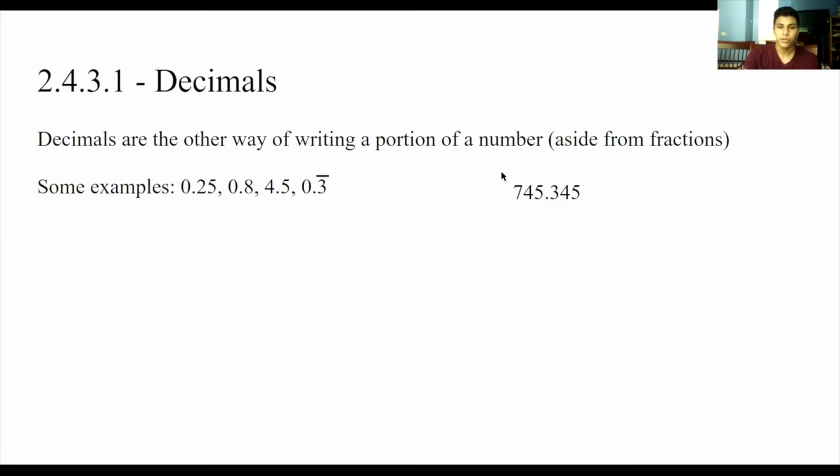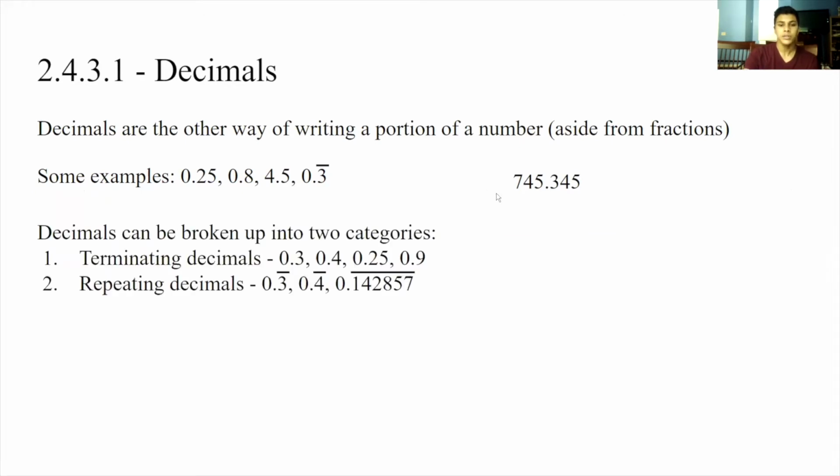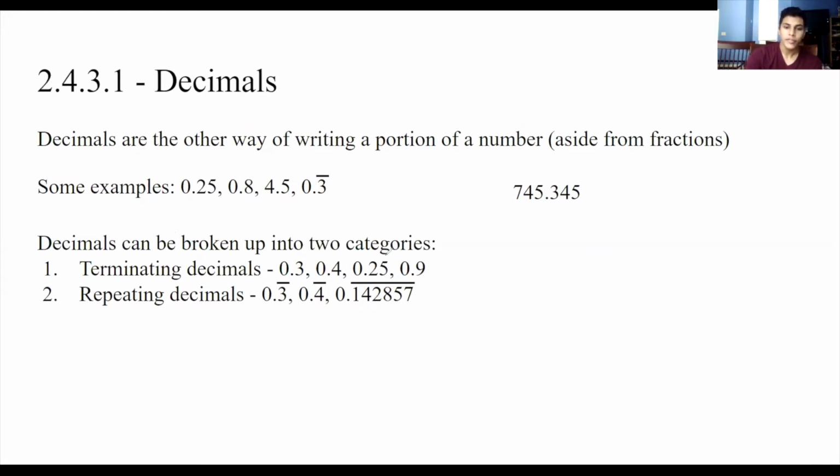Now, decimals can be broken up into 2 different categories. The example I just explained applies more to the first category, which is terminating decimals. Terminating decimals are just decimals that end. They don't repeat on after whatever decimal you have here. So in this example, I have 0.3, 0.4, 0.25, and 0.9. All of these decimals just end. This one ends at the 3, this one at the 4, this one at the 5, and this one at the 9. And they don't go on after that. So that's what we call a terminating decimal.